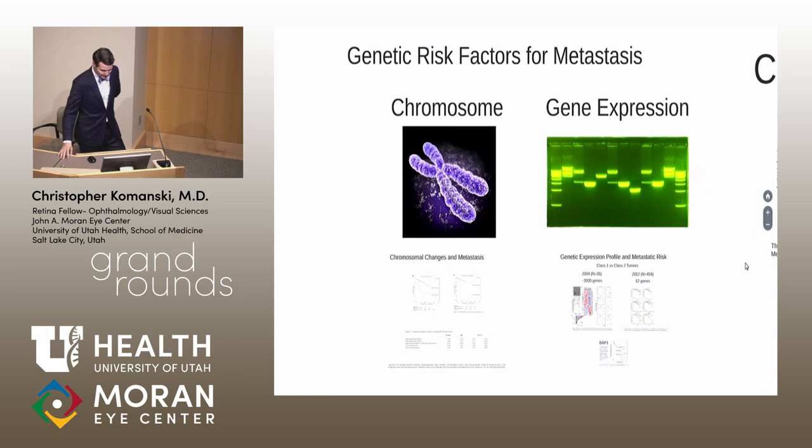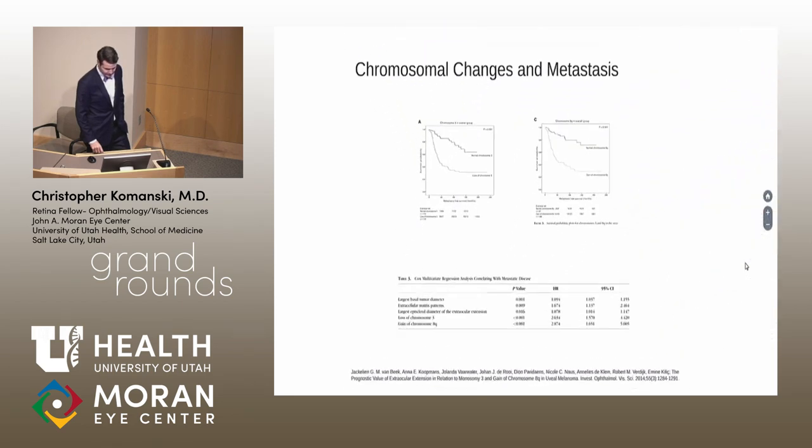And so the next step in trying to figure out uveal melanoma metastatic risk was really to focus on genetics and how genetics could help us figure this out. There are two main schools of thought: chromosomal analysis, so DNA analysis, which was led in Philadelphia, and then gene expression profiling, which is mRNA analysis, which has really been at the forefront, or been led, by the group down in Miami. And so we'll talk about each of these approaches.